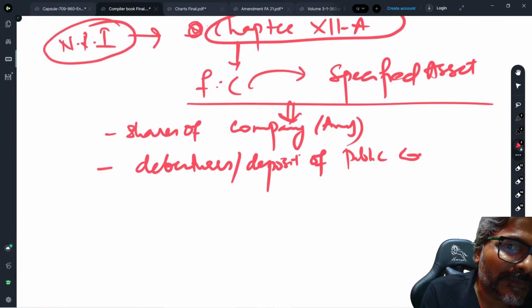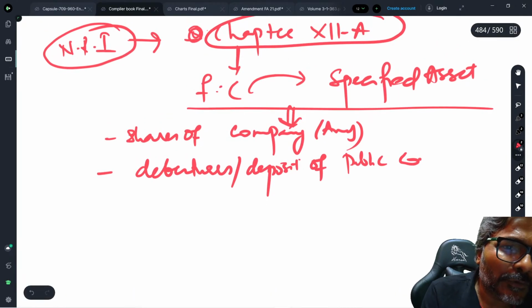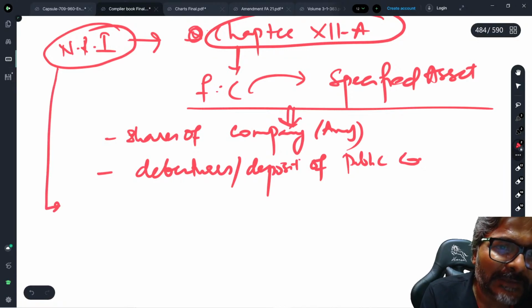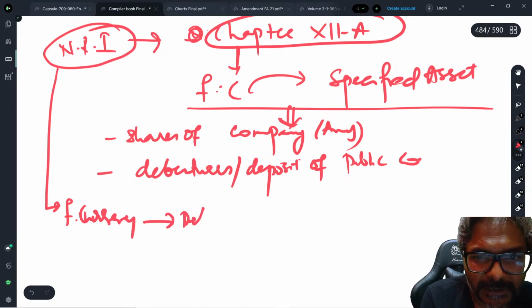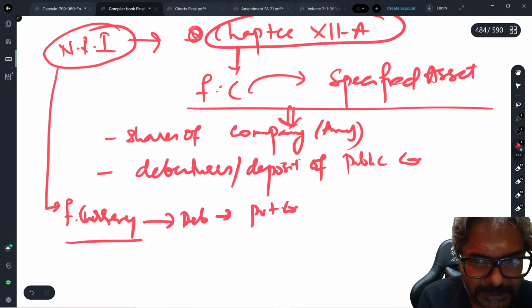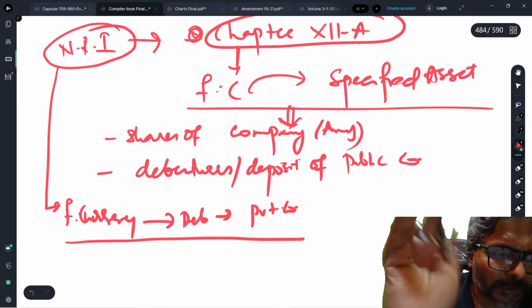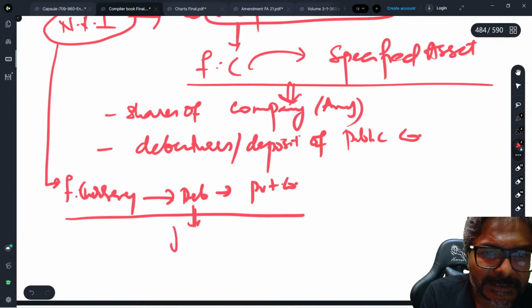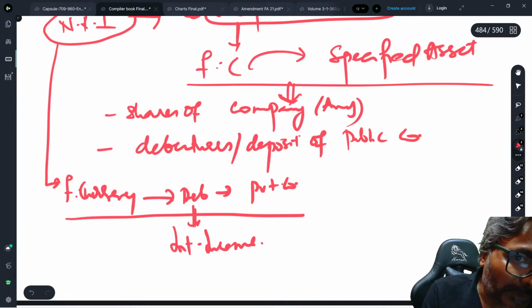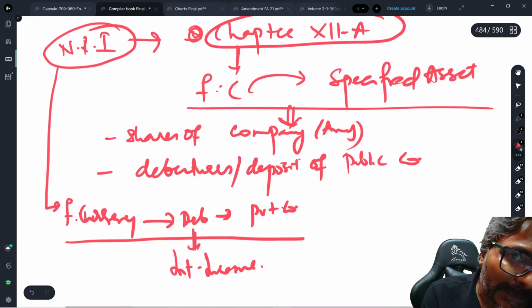In one of the questions, they have said that the non-resident Indian has utilized his foreign currency. Foreign currency was being used to purchase the debenture of a private company, or a deposit of a private company. And from that debenture, the non-resident is getting the interest income. So the question is whether chapter 12A is applicable in this case.